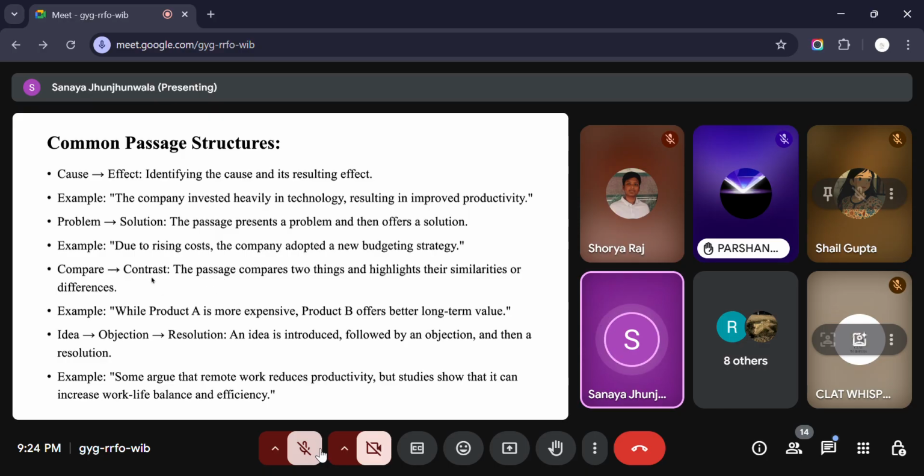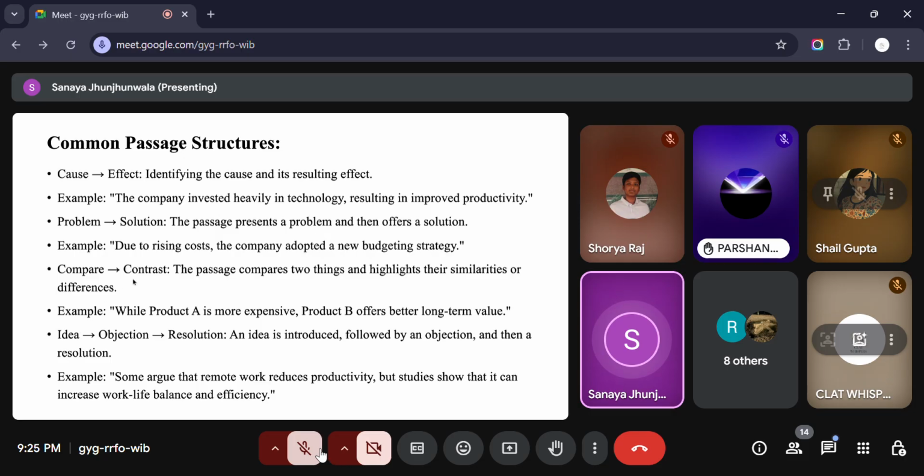The passage is comparing two things, highlighting the similarities or differences. Matlab, maybe the author is trying to talk about two different viewpoints. Maybe ethics of AI, ethics of AI usage in homework. तो उसका pros और cons होगा and the author will compare those two things and they also highlight the similarities or differences कि दोनों व्यू पॉइंट में क्या क्या सिमिलैरिटीज है क्या क्या डिफरेंसेस है.